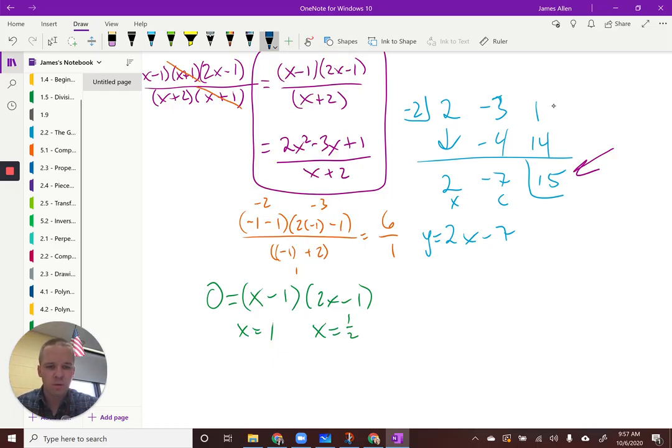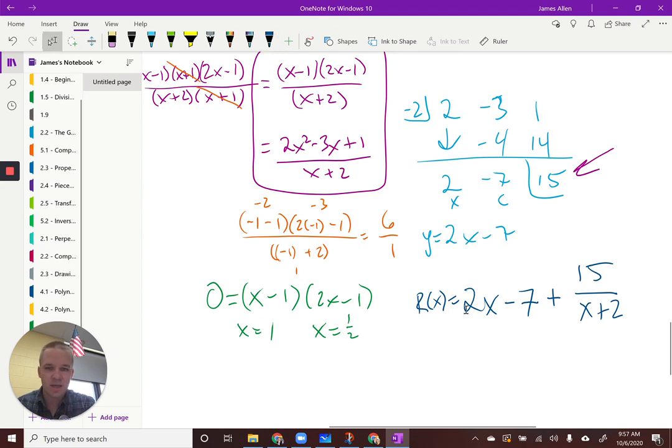So when we divide this all out, what we're really left with is this: 2x minus 7 plus 15 over x plus 2, what we were dividing by, right? This right here is equivalent to our simplified form of our rational function. This is this written differently, right? They are numerically equivalent. They will graph the same.